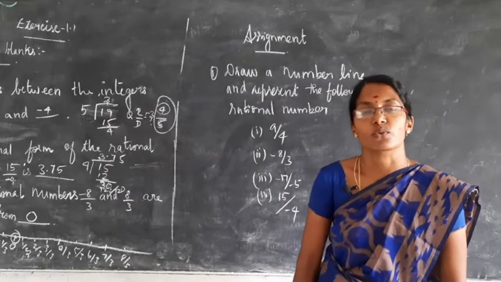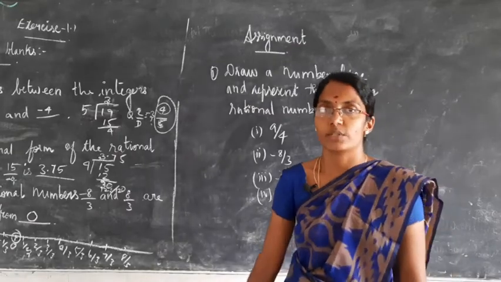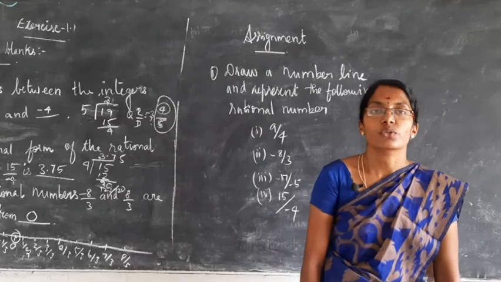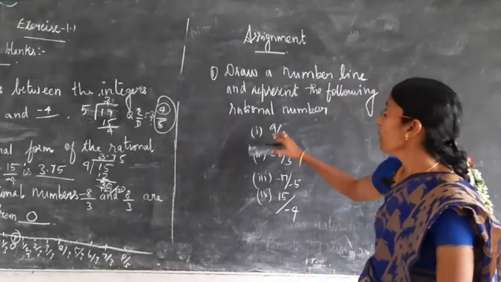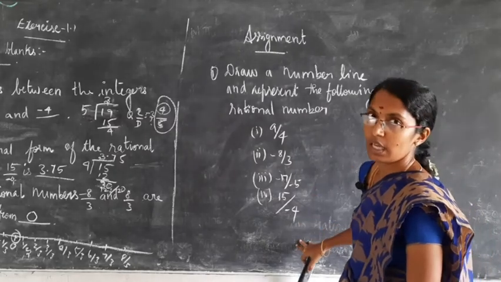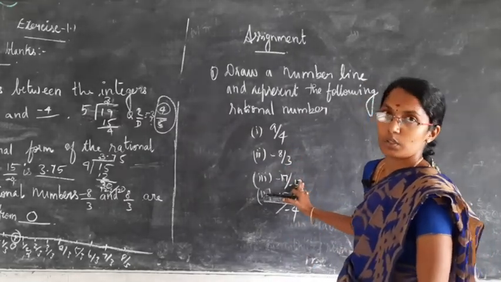So students, so far we have discussed the one mark questions, that is fill in the blanks and say true or false. In the next session, we will continue the remaining problems. Okay. So today's assignment, you have to draw a number line and represent these numbers on the number line. Okay. So you have to do this in your homework notebook.